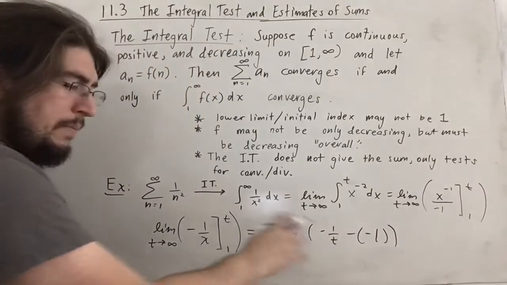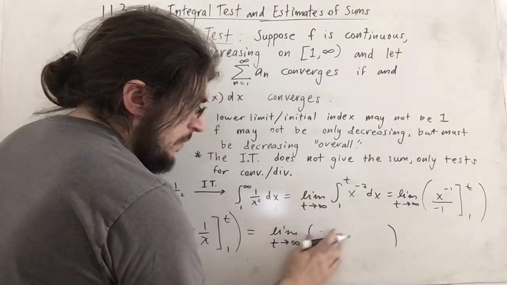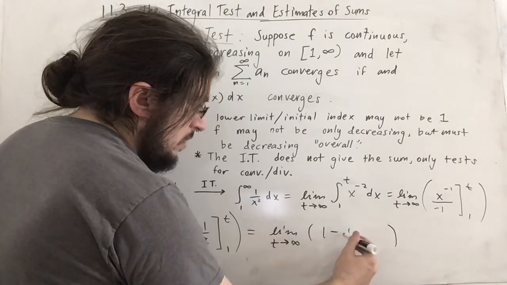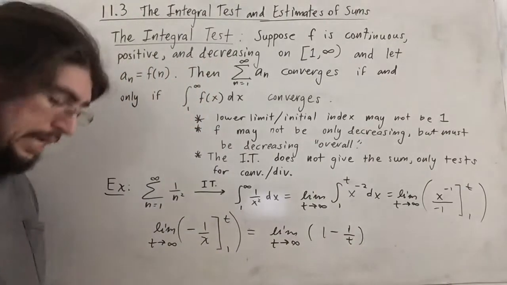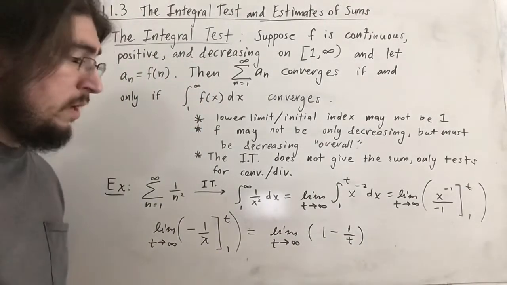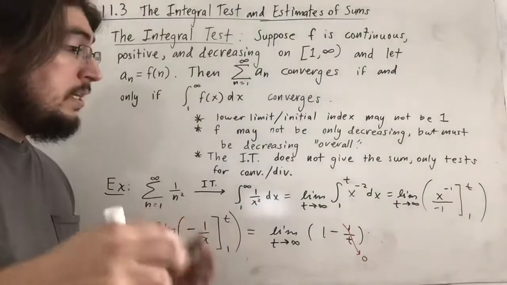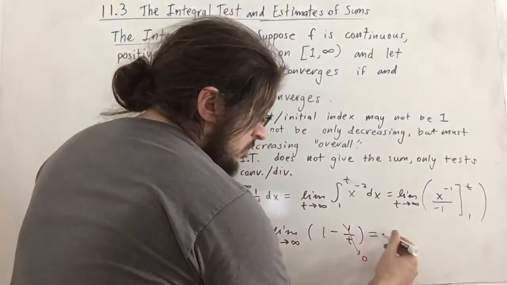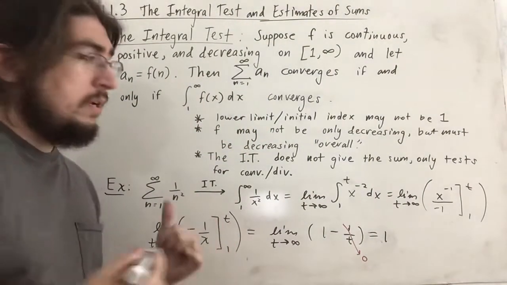In fact, minus negative 1 is really plus 1, so allow me to write that here. In fact, let me rearrange this as 1 minus 1 over t. That looks a little better to me. Perfect. And now we can see in the limit what happens: 1 over t goes to 0. So the limit actually just goes to 1, meaning the integral is 1. More importantly, the integral converges.